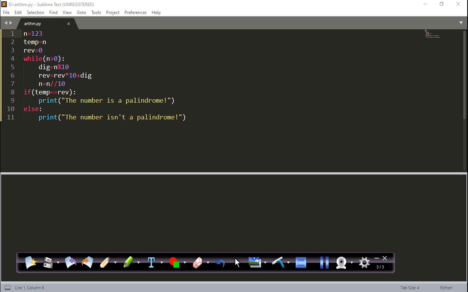So this is the exact program we are talking about. So this is the number. Let us check a number n equals 121, and if the temporary variable, which is n, is equal to the reverse of the number, then it is a palindrome. Let us check the result. Yeah, so 121 is a palindrome. Let us check another number which is not a palindrome. So 123. 123 is not equal to its reverse, so it is not a palindrome.